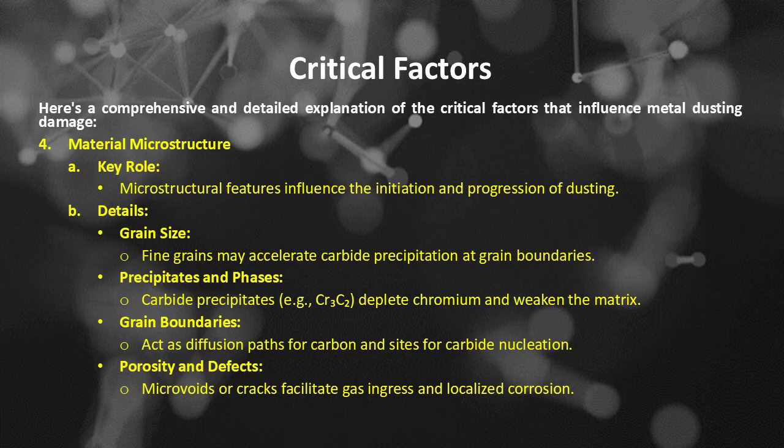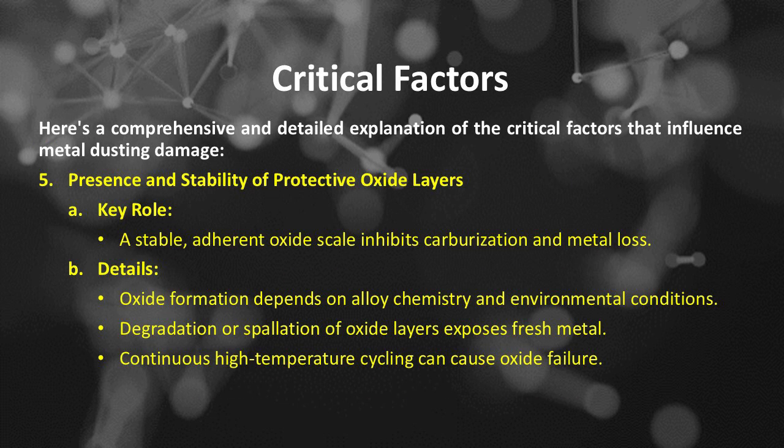The third is grain boundaries, which act as diffusion paths for carbon and sites for carbide nucleation, and the fourth is porosity and defects. Microvoids or cracks facilitate gas ingress and localized corrosion. Number 5 of the critical factors that influence metal dusting damage is presence and stability of protective oxide layers. Key role: a stable, adherent oxide scale inhibits carburization and metal loss.